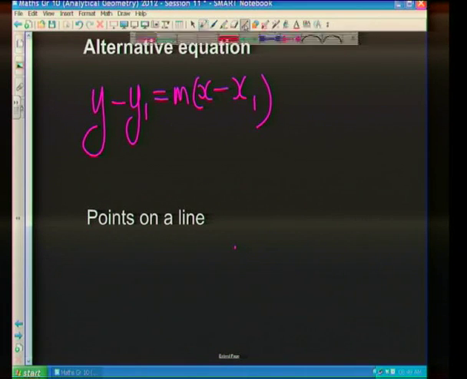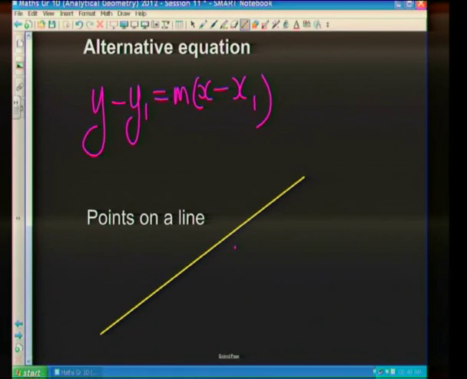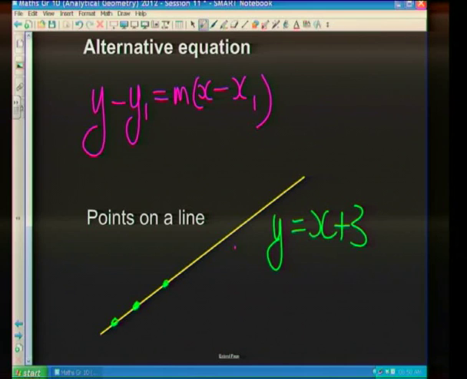Finally, let's talk quickly about points on a line, or collinearity. If I have a straight line with a certain equation, I'm going to make something up: y is equal to x plus 3. It is true that every single point on this line will satisfy this equation. So if I were to take the x coordinate and add 3, it will be the same as the y coordinate. This is also called collinear points. Collinear points are points that lie on the same straight line.